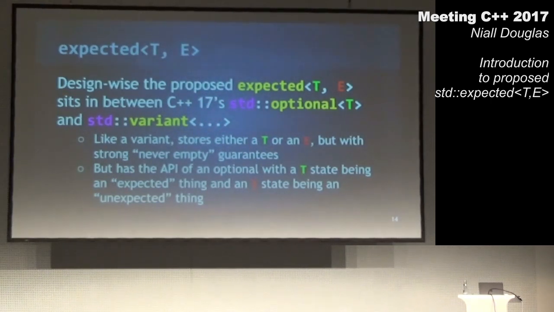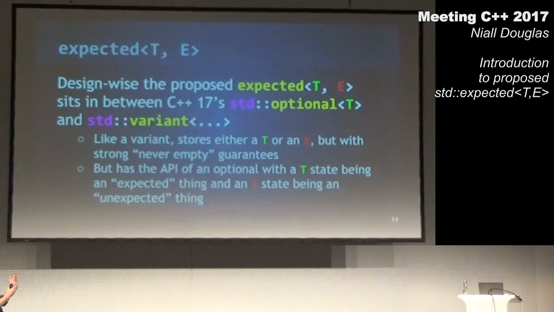And you'll get this valueless by exception flag suddenly turning true. Now, expected, because it comes along a bit later than that, has not replicated that mistake. It has used Anthony's ideas to solve the never empty problem. So that's the first thing that's changed. The second thing is that it has an API of an optional, with the T state being expected and the E state being unexpected.